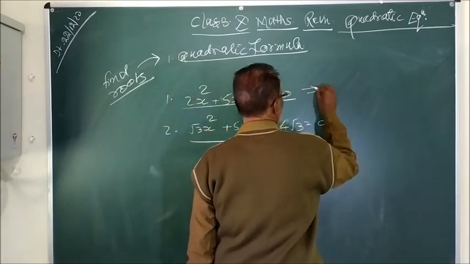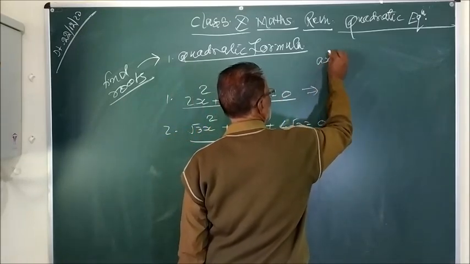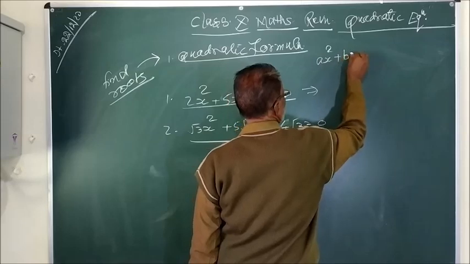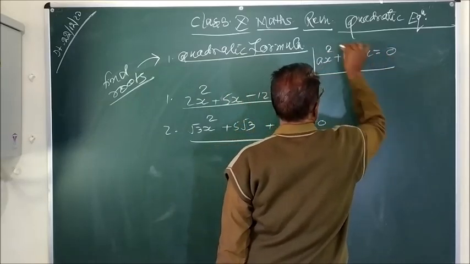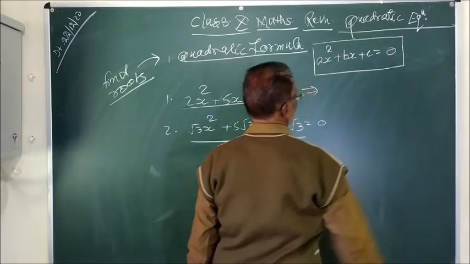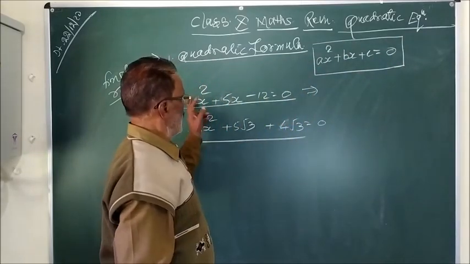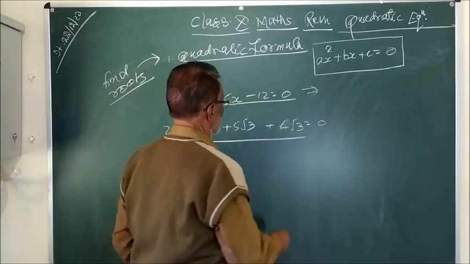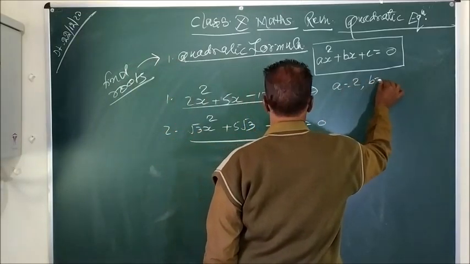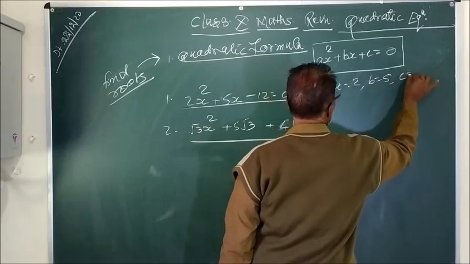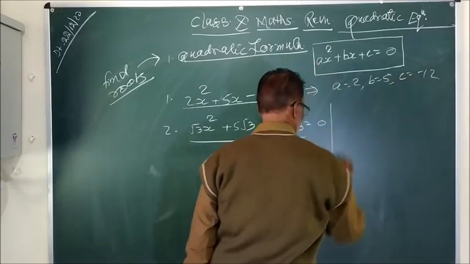Now if you compare with the standard form, ax squared plus bx plus c is equal to 0, on comparing you can find the values of a, b and c in this given question. So a is equal to 2, b is equal to 5, c is equal to minus 12.